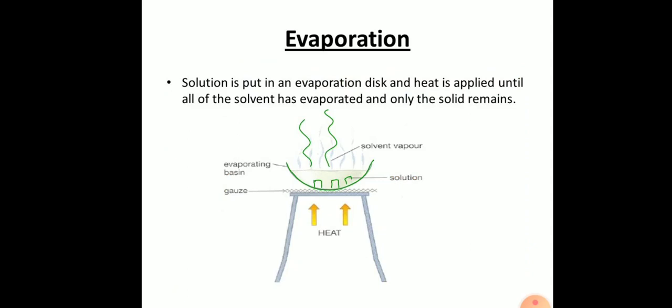Then the next process is evaporation. Now this is a very simple process. In the diagram you can see that a wire gauze is being kept below the evaporating basin. Basin means what? It can be anything. It can be a china dish, as we have used earlier in one of our experiments. The same way, the china dish is being placed on the wire mesh, so that it does not come in contact directly with the burner which we are using to heat it up.